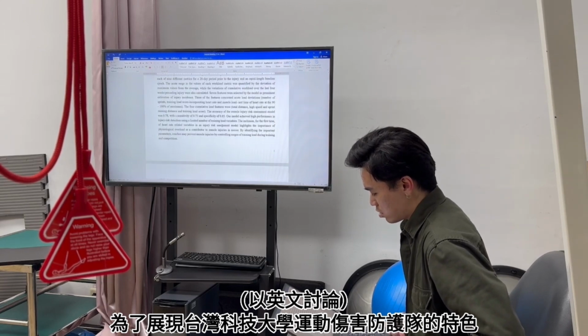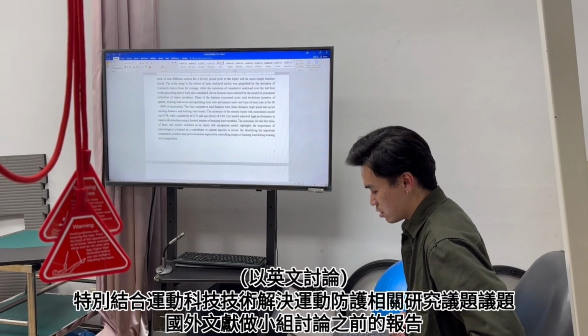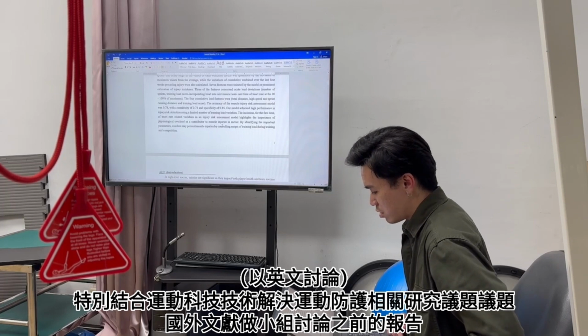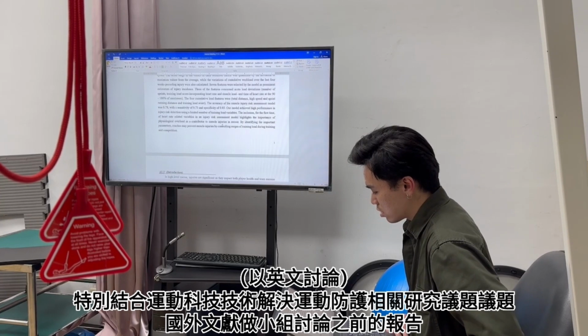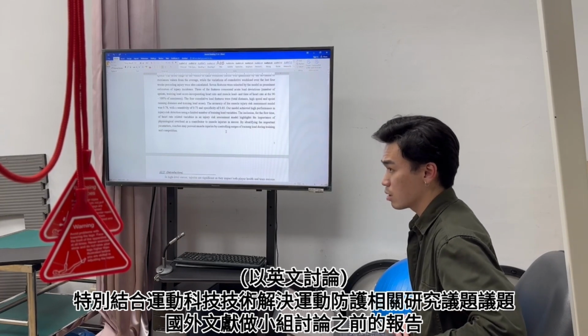The accuracy of the muscle injury risk assessment model was 78%, with sensitivity of 73% and specificity of 85%. The model achieved high performance in injury risk detection using a limited number of training load variables. The inclusion for the first time of heart rate related variables in an injury risk assessment model highlights the importance of physiological overload as a contributor to muscle injuries in soccer. By identifying the important parameters, coaches may prevent muscle injuries by controlling surges of training load during training and competition.